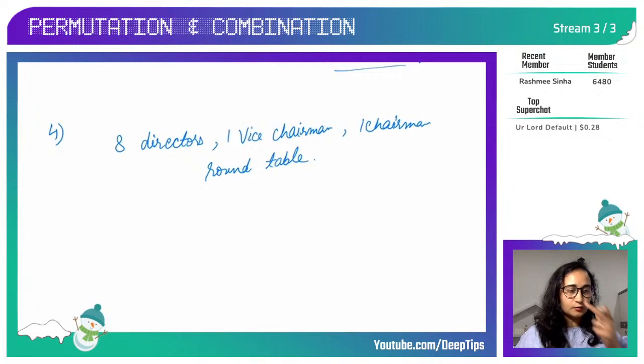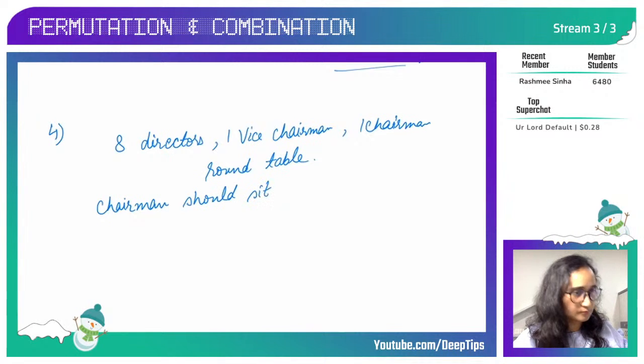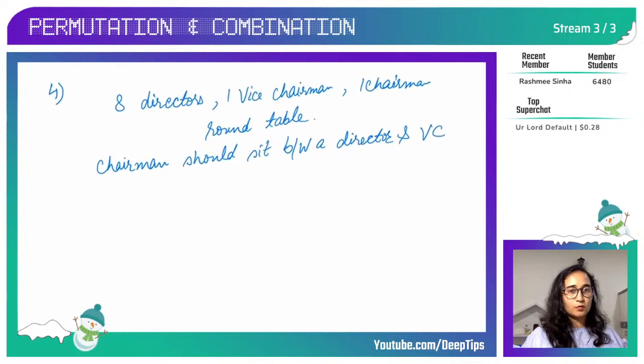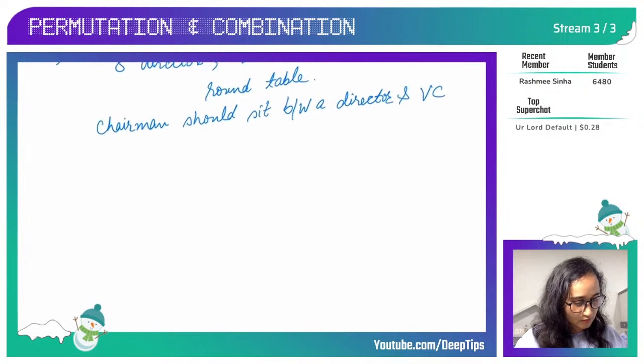Fine. So now the condition is, I'm writing, chairman should sit between a director and vice chairman. I'm writing a VC. So this is the question. I have a team of 8 directors, vice chairman and chairman. They are supposed to be seated on a round table, and the condition is chairman should always sit between a director and a VC. So let's draw a round table.